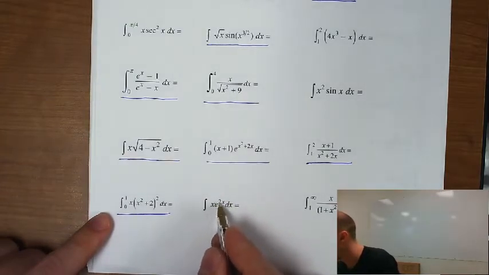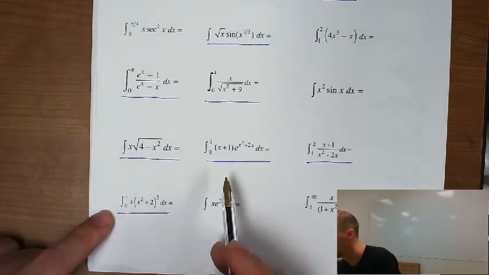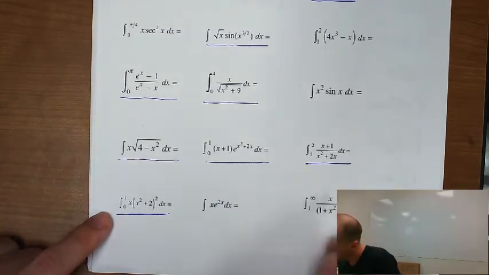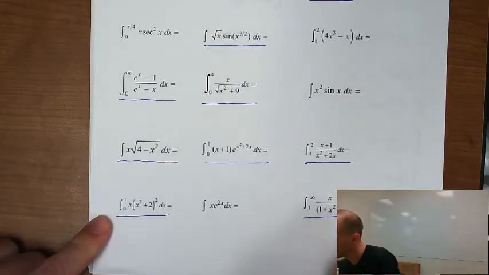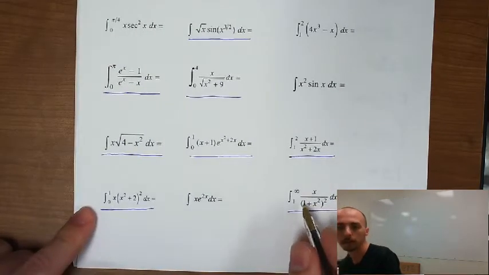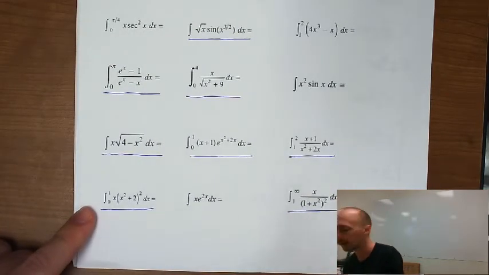X e to the 2x, not something being the derivative of something else. Very similar to x cosine of 2x, x sine of 2x, those are the ones we saw. And then there's this one. Here I've got x and 1 plus x squared, squared. This one's going to be UDU also because of the derivative of 1 plus x squared being 0 plus 2x, which is proportional to that x.